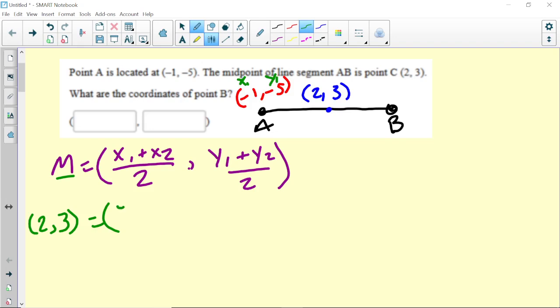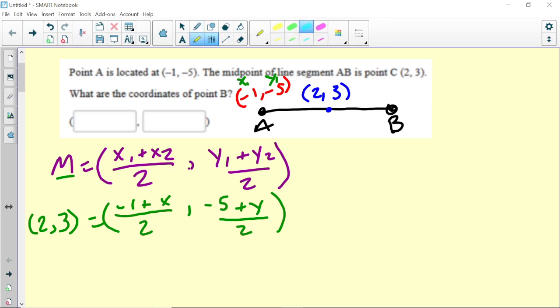So my x1 is -1 plus x2, but now I'm just going to leave it as just x because it's going to be my only x coordinate left, all over 2, comma, my y1 is -5 plus y2 all over 2. And I'm just going to leave it as y because now it's my only y variable. And now I got to set up two separate equations where I have my x value equal to this x part, and my y value equal to this y part, and solve for the x and the y of endpoint B.